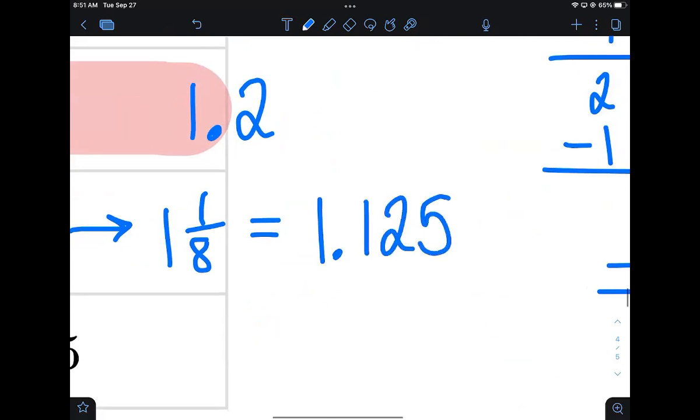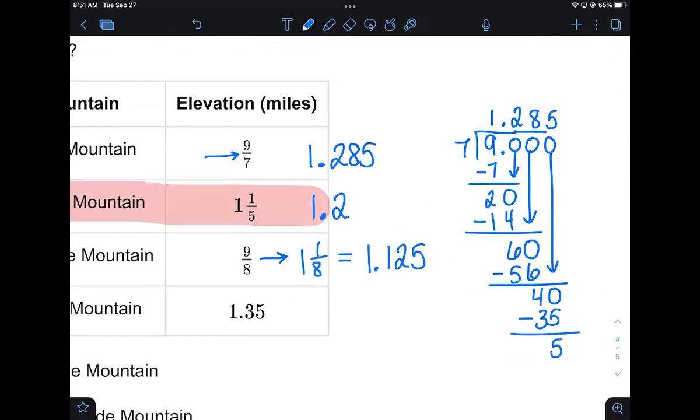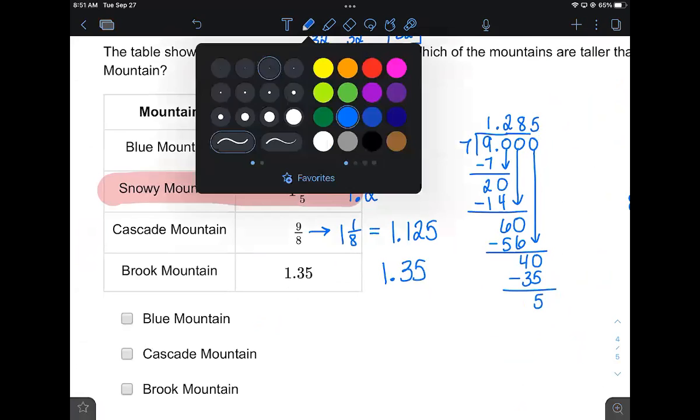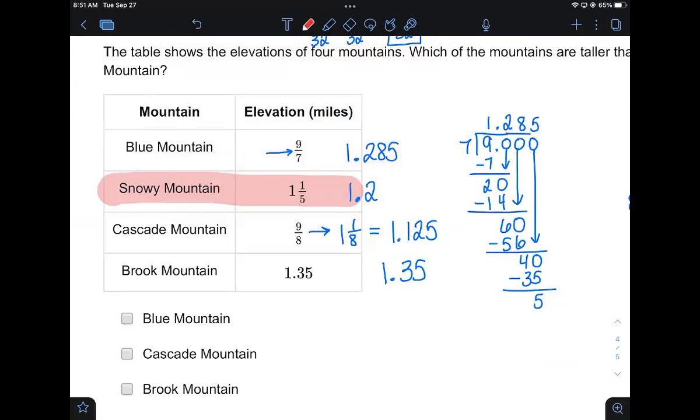1.125. The last mountain's elevation is already in decimal form. 1.35. So what we'll do on your paper then, we'll just check off the ones that are higher than Snowy Mountain. So let's start with Blue Mountain then. Is 1.285 larger than 1.2? It is. Okay, put a check mark next to it.